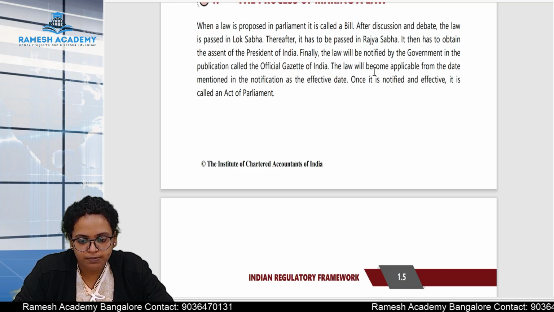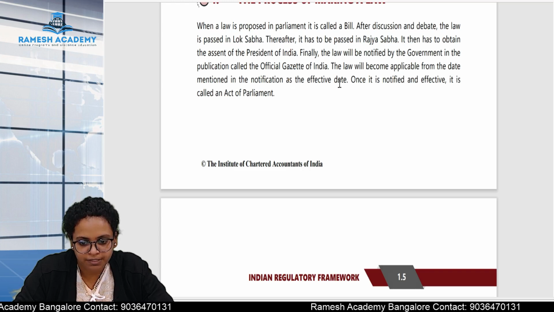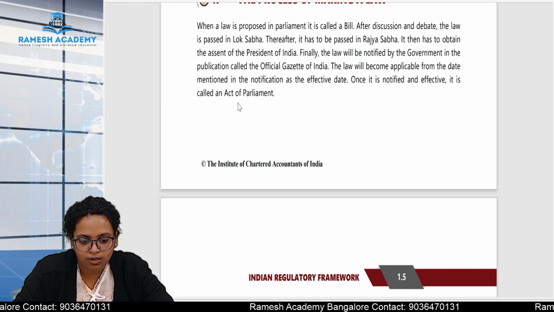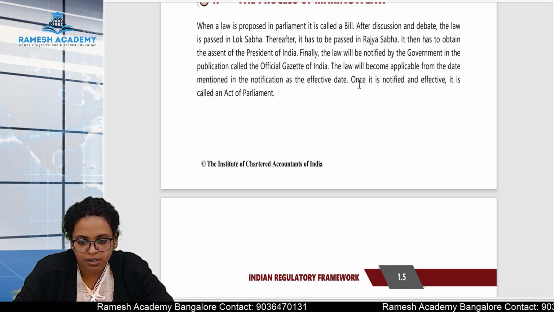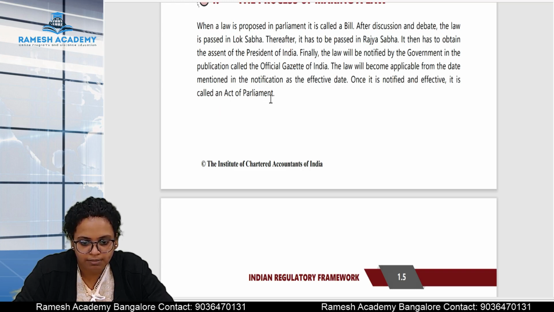The law will become applicable from the date mentioned in the notification as the effective date. Once it is notified and effective, it is called an Act of Parliament. Okay, mark this line. Don't mark everything, mark only the last line. Once it is notified and effective, it is called an Act of Parliament.